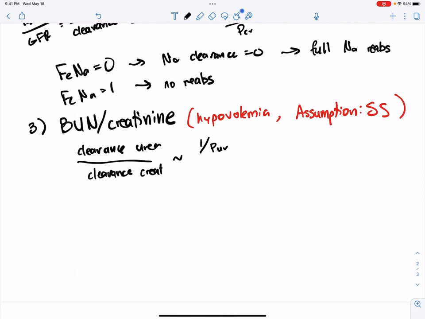And so if we say that clearance of urea over clearance of creatinine is 1 over P urea divided by 1 over P creatinine, then this is equal to P creatinine over P urea. Actually, this is equal to 1 over our BUN to creatinine ratio, let's call it BCR. I don't think that's an approved abbreviation, but okay.